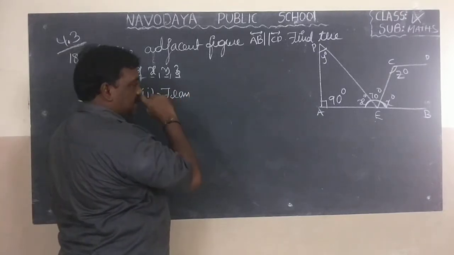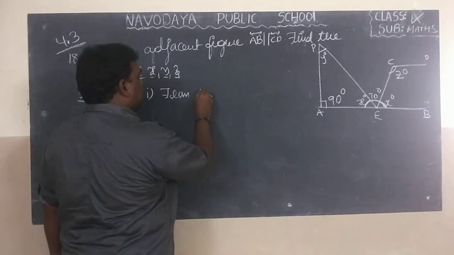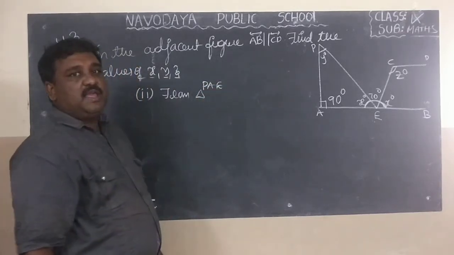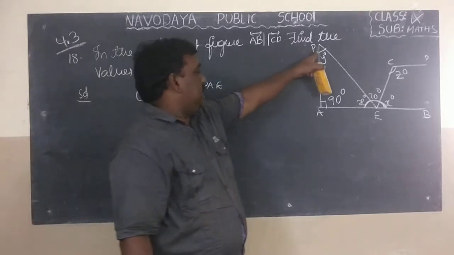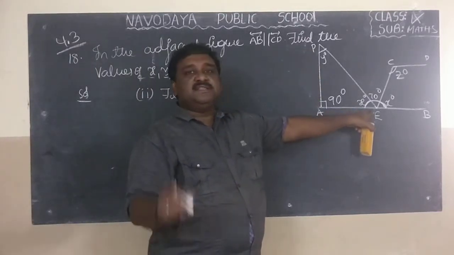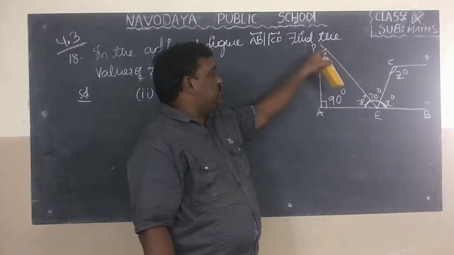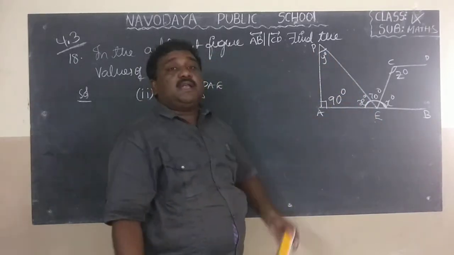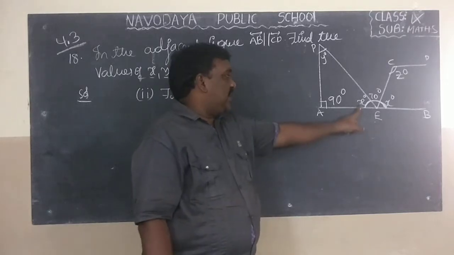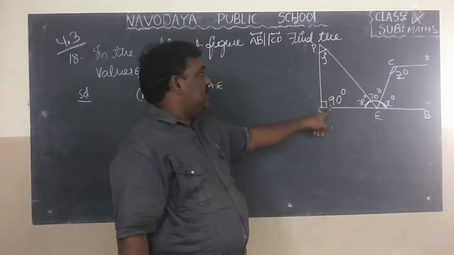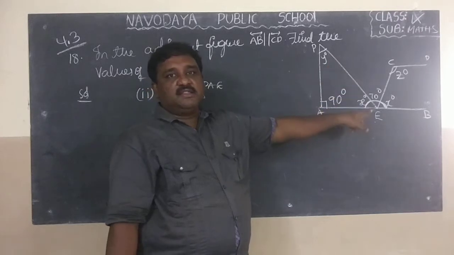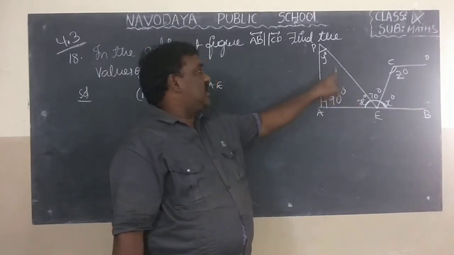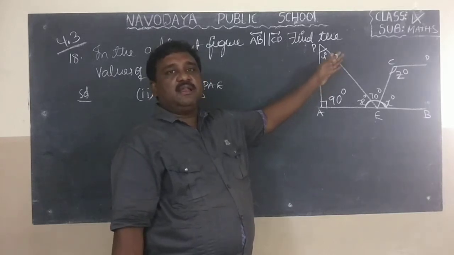So see the diagram. Triangle PAE. PAE is a triangle. What are the angles in the triangle? X, 90, Y. First angle X, second angle 90, third angle Y. They are the angles in the triangle.